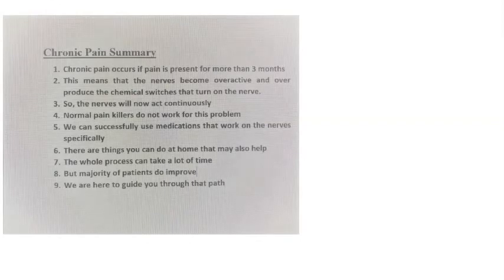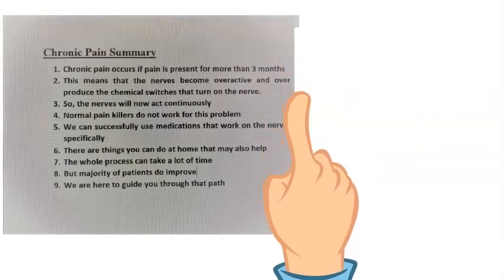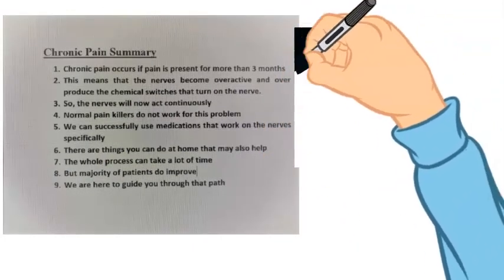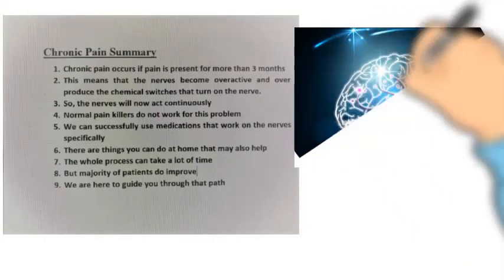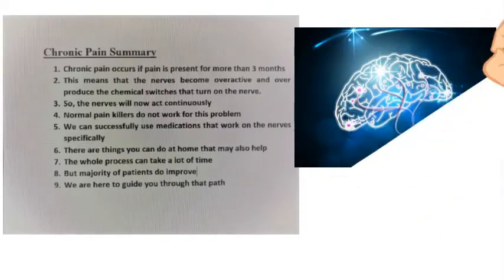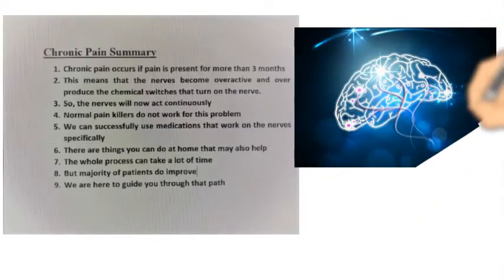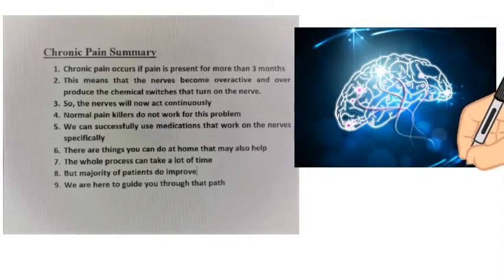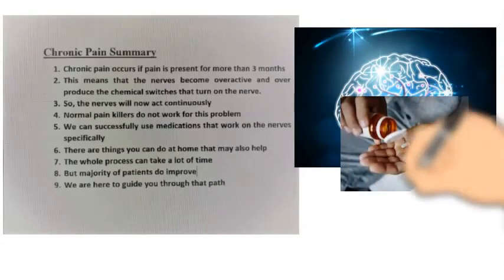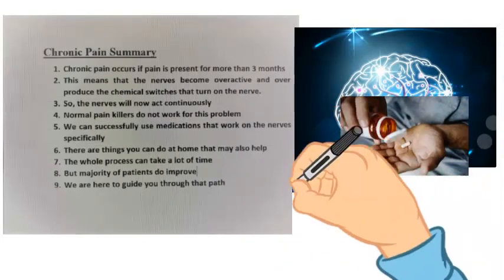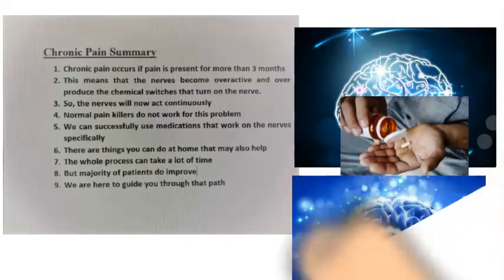Normal painkillers do not work for this problem, but we can successfully use medication that work on the nerves specifically. There are things you can do at home that may also help, but the whole process can take a lot of time, and majority of patients do improve, so that is good news. We are here to guide you through that path. And as you see here in this brain that is lit up, you take medications that are specifically targeted towards calming those nerves, and then you are left with a brain that is back to normal again.